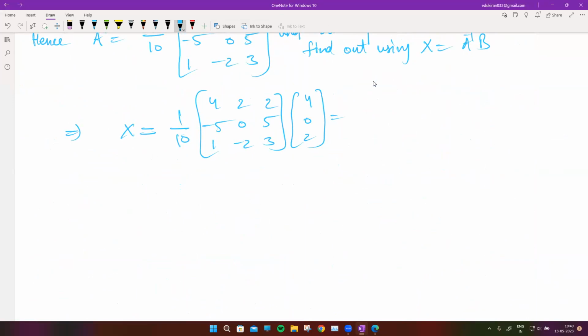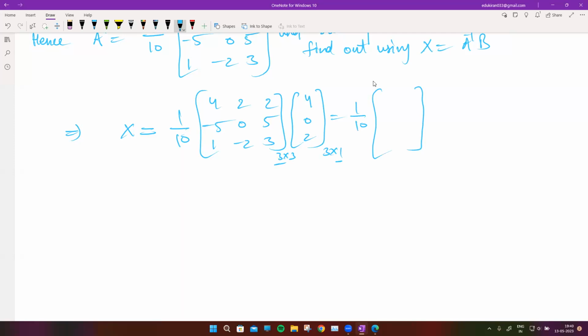So then you have to multiply first row with first column, right? So this would be 1 by 10. Now the order of this is 3 cross 3. This is 3 cross 1. So you know the final product will have order 3 cross 1, right? So there will be a column matrix only.